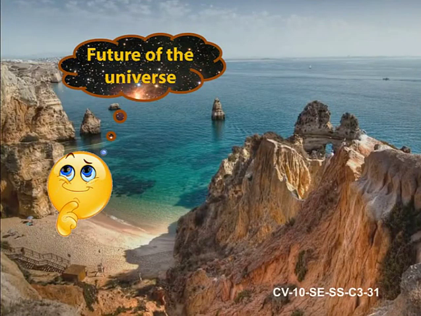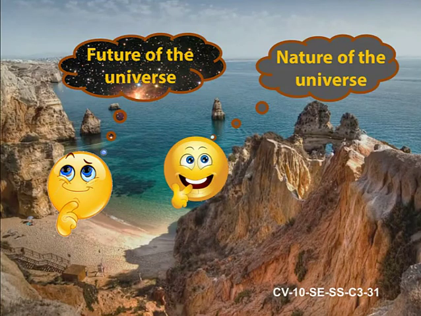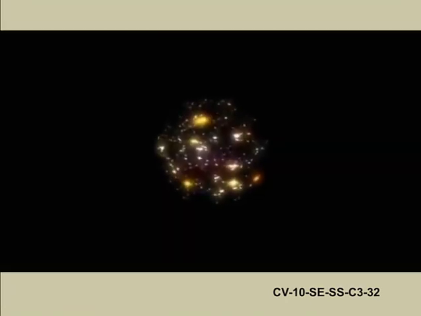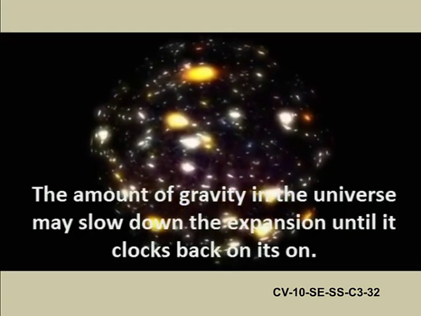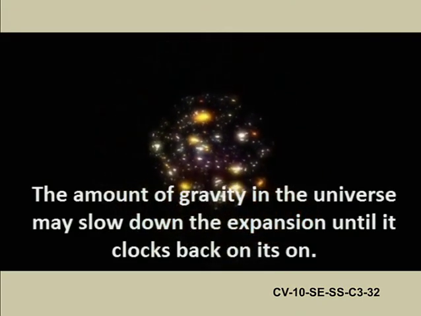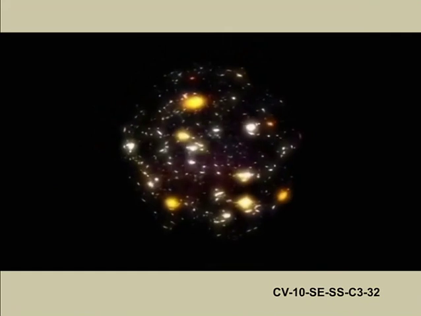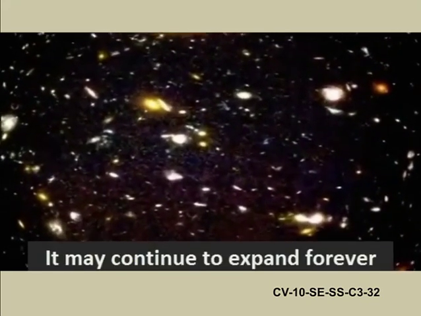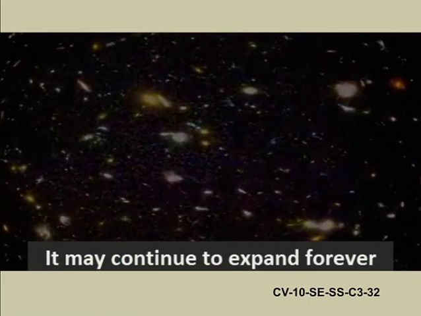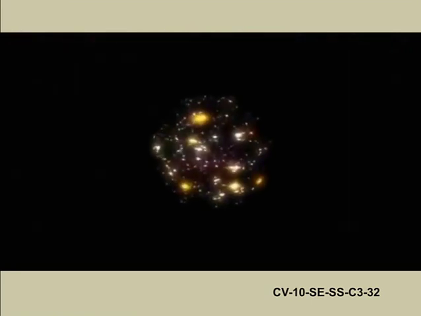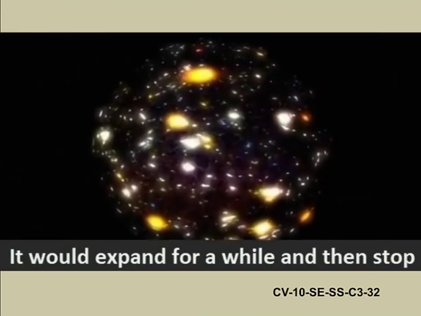What about the future of the universe? Yes, the future of the universe depends on the nature of the universe. Scientists have predicted three different ways by which the universe may end. Firstly, the amount of gravity in the universe may slow down the expansion until it collapses back on its own. Secondly, if there is not enough gravity, it may continue to expand forever. And thirdly, if there is a perfect amount of gravity, it would expand for a while and then stop.